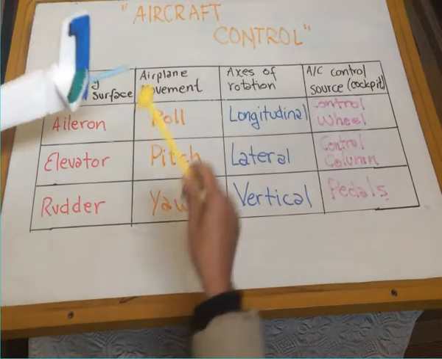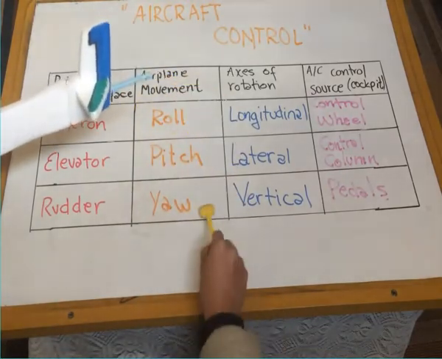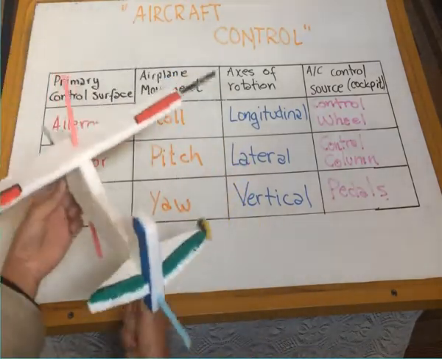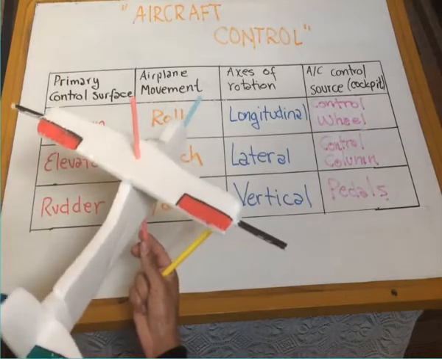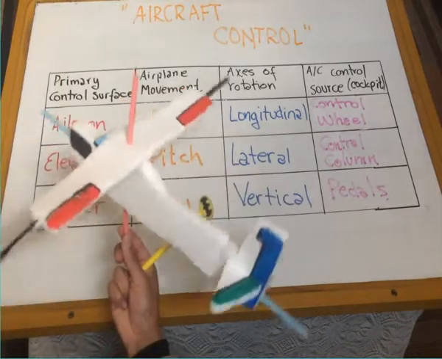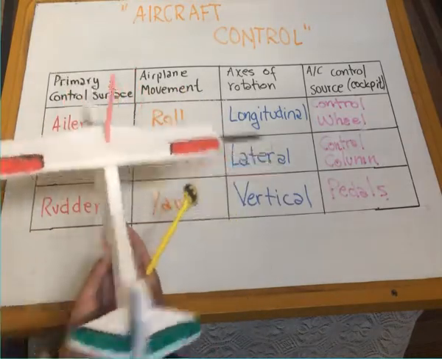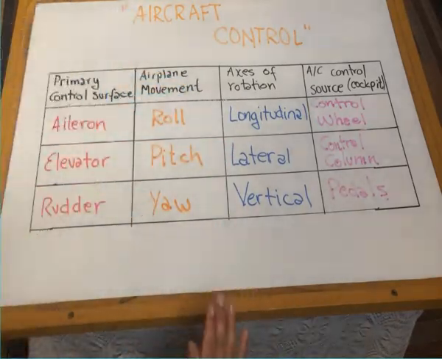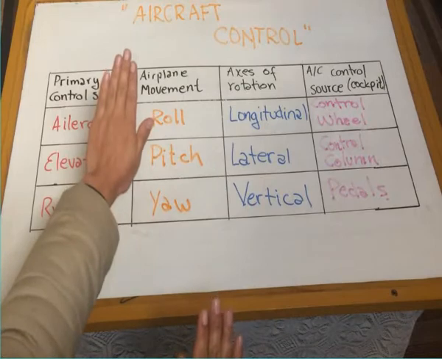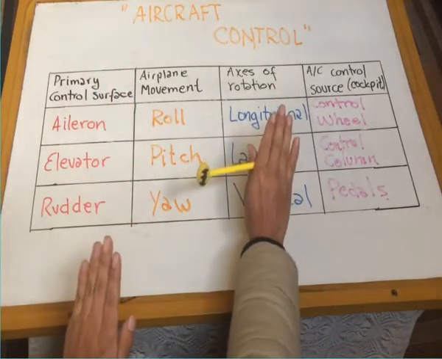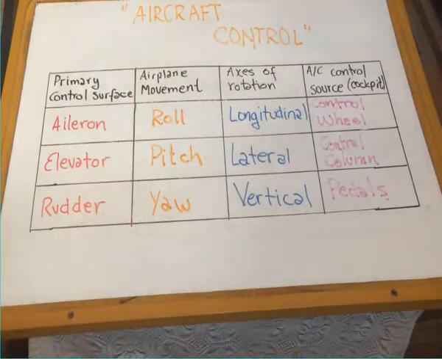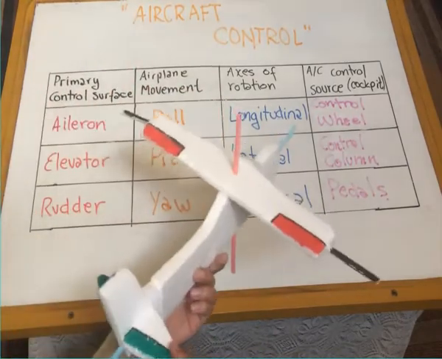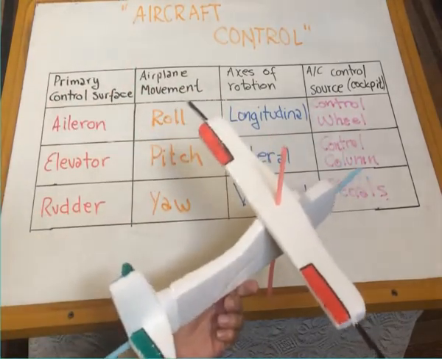With the rudder here painted in blue, you do the yaw movement in the vertical axis. You do this movement with the rudder to the left or to the right. Here in the vertical axis. With what? With the pedals in the cockpit. You press to the left or you press to the right the pedals, and then the aircraft will move to the left or to the right.